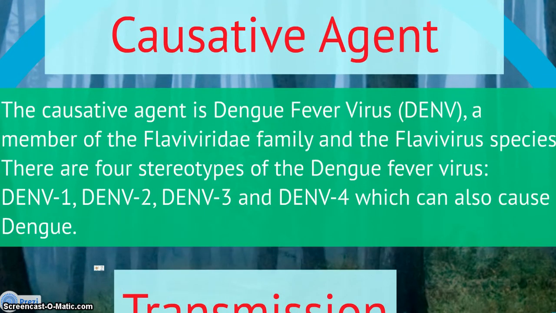Causative agent. The causative agent is the dengue fever virus, a member of the Flaviviridae family and the Flavivirus genus. There are four serotypes of the dengue fever virus: DENV-1, DENV-2, DENV-3, and DENV-4, which can all cause dengue.